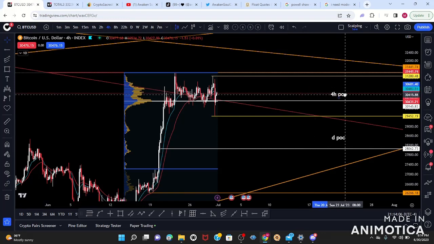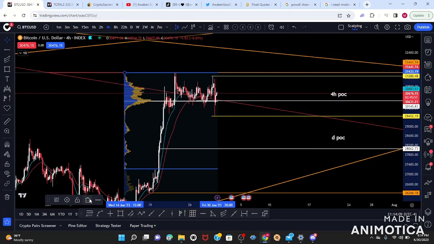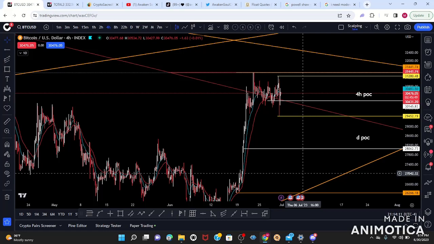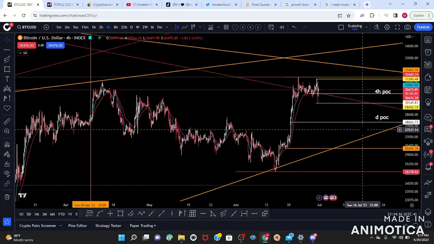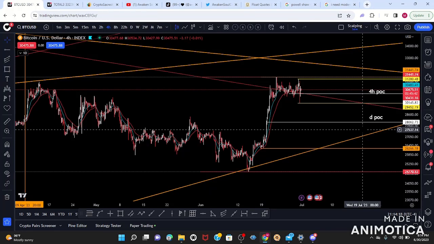Right, and that's all you do. Mark it and get rid of it. There's too much noise, too much going on. So my 4-hour trend lines are so critical for me, for my trading strategy.